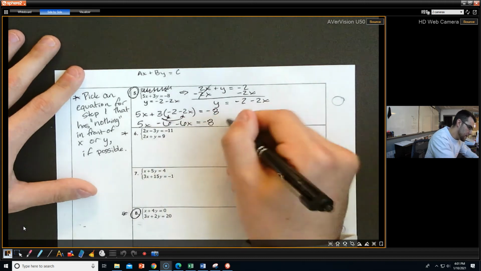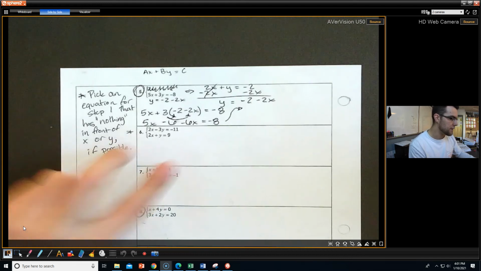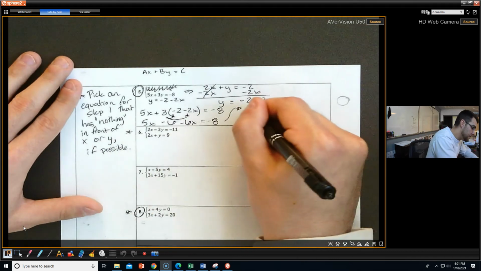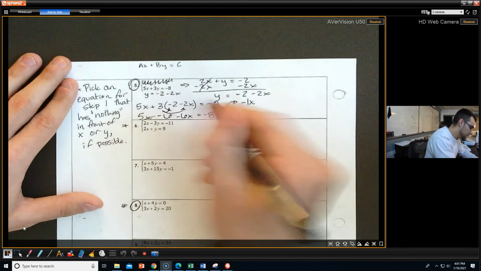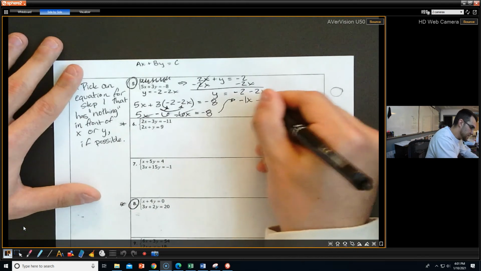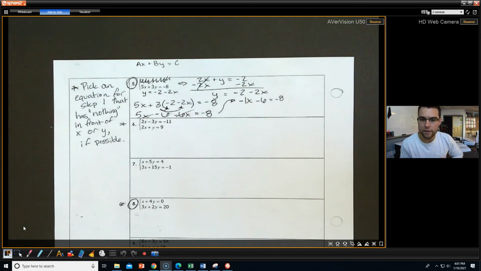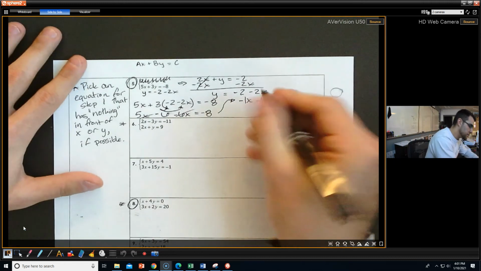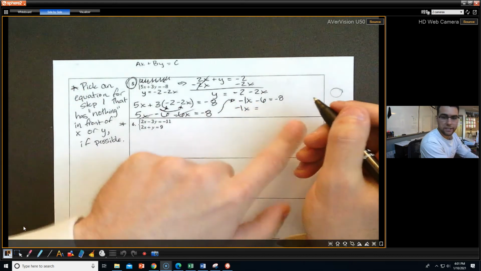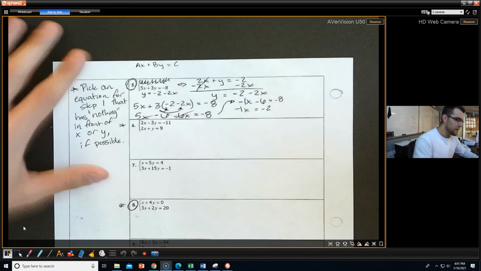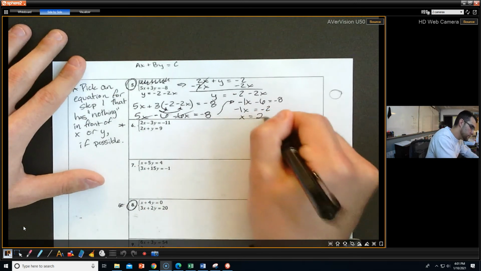All right. It's getting a little messy. We're getting a little cramped. No biggie. We're going to do 5x minus 6x. We're going to get negative 1x. I'll put the 1 in there to make it clear. And then it's going to be minus 6 equals negative 8. Let's get rid of the negative 6, so I'm going to add 6 to both sides. So I get negative 1x equals negative 2. If I divide both sides by negative 1, I get x equals 2.